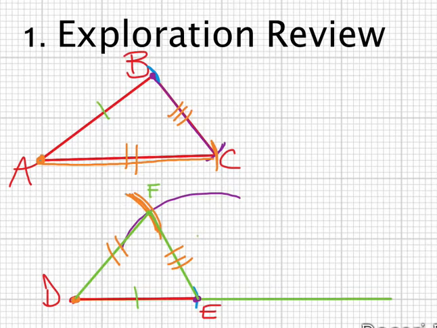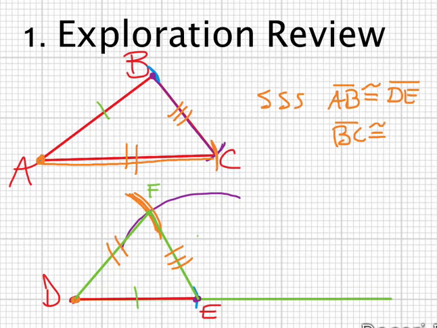And so this is what we call side, side, side. And the reason it's called side, side, side is because we copied 3 line segments from one triangle onto a new triangle. And thus we have line segment AB congruent to line segment DE. And we have line segment BC congruent to line segment EF. And lastly, line segment AC congruent to line segment DF.